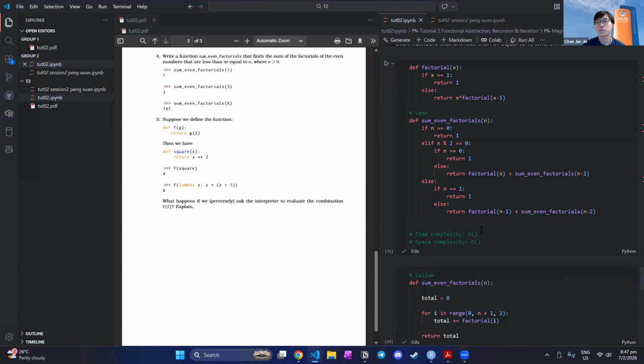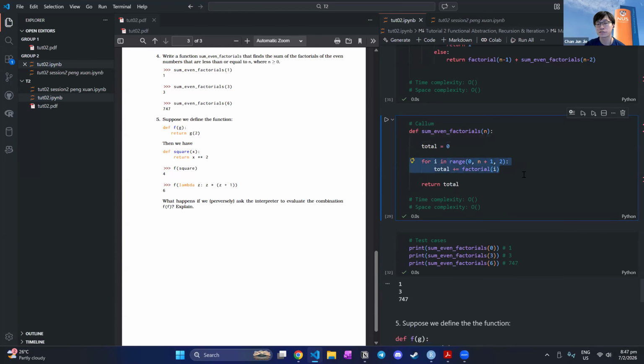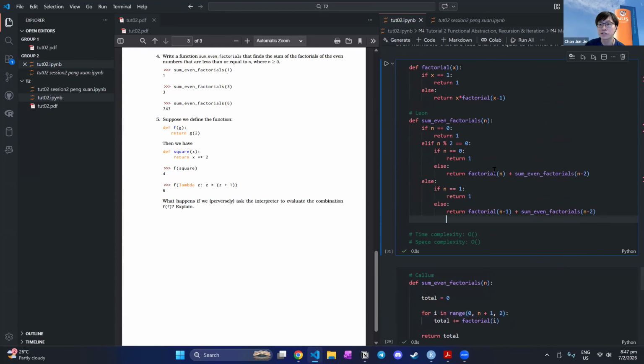Yep, thank you. So you can solve this problem recursively or iteratively. This is one way of doing it iteratively, and this is a recursive solution, though.